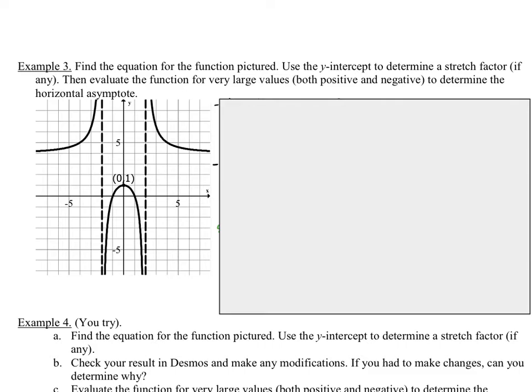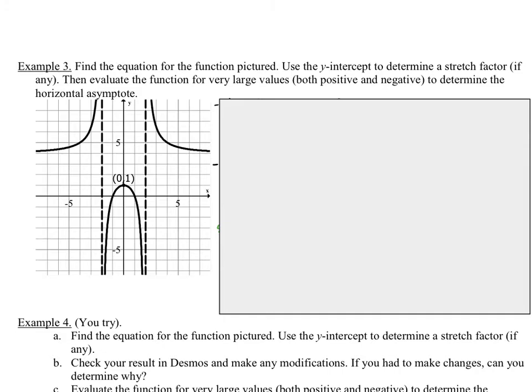So in example 3, we're trying to find the equation for the function pictured. We're going to use the y-intercept to determine a stretch factor, if any, and then evaluate the function for very large values, both positive and negative, to determine the horizontal asymptote. So let's start with the information that we do have. We know that there are vertical asymptotes, and it looks like they're at x equals -2 and x equals 2.